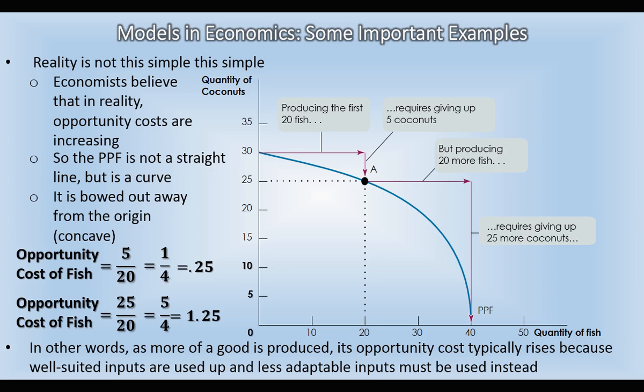Right, exactly. If we are producing on the line, even though our opportunity cost is increasing because we're moving along it, we are producing efficiently because we're using all our productive resources to produce that combination. But great question.